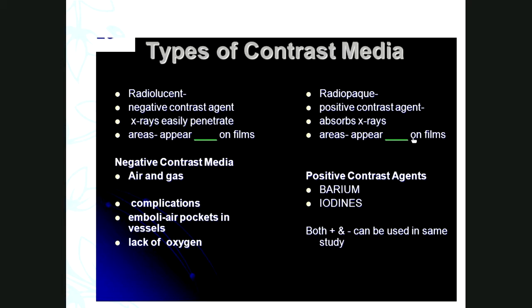And your positive contrast agents are your barium, which is number 56, and your iodine, which is number 53. Okay? And both positive and negative can be used in the same study, and that is called a double contrast study.